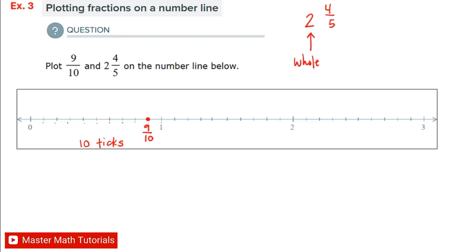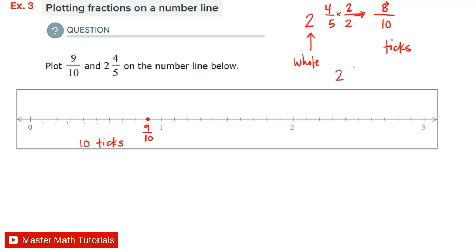Next step, we have to convert the fraction 4/5 to tenths. It has to match the number of ticks, or the calibration. So 4/5, we're going to make into tenths. If we multiply 2 by 5, this becomes a 10. But we have to keep it balanced. We have to change the numerator also. So 4 times 2 is 8. So here we converted 4/5 to 8/10.